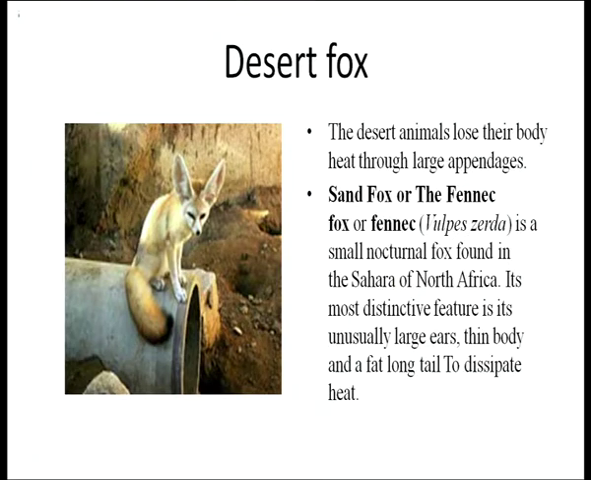For example, the sand fox has long appendages and is nocturnal in the Sahara desert. They follow the Bergmann rule, that is, the body is slender and thin and the ears are big. The tail is very thick for losing the heat.